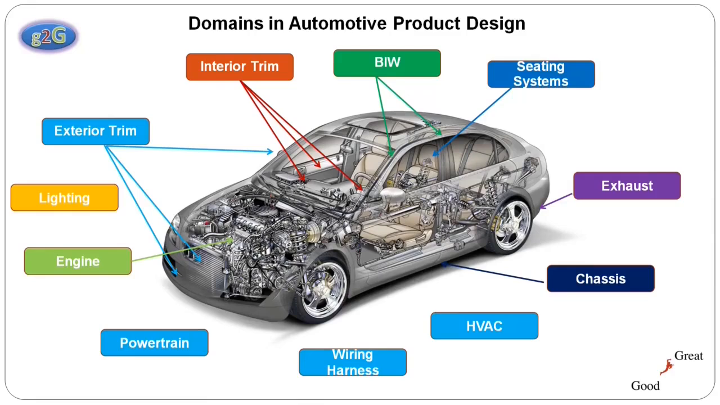So guys, we will see the different domains and different parts of vehicles that are designed in CATIA V5. You can see on the screen, the vehicle is divided into many domains, for example exterior trim, interior trim, BIW, seating system, exhaust, chassis, HVAC, which stands for heating, ventilation and air conditioning, wire harnesses, powertrain, engine and lighting systems. Most of them are designed in CATIA. We will see in detail, one by one, those domains that are designed in CATIA.